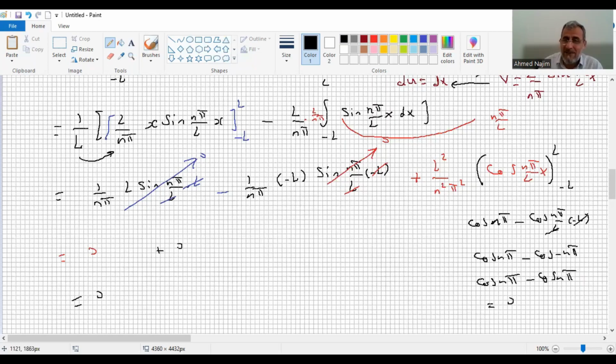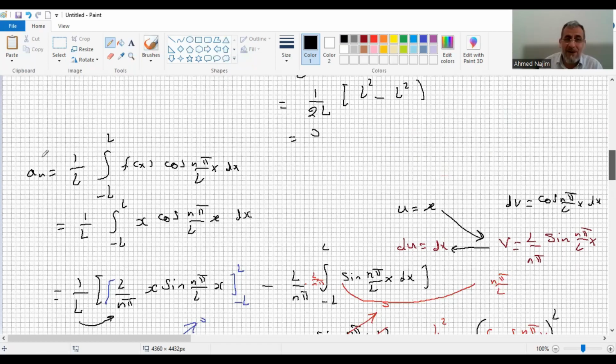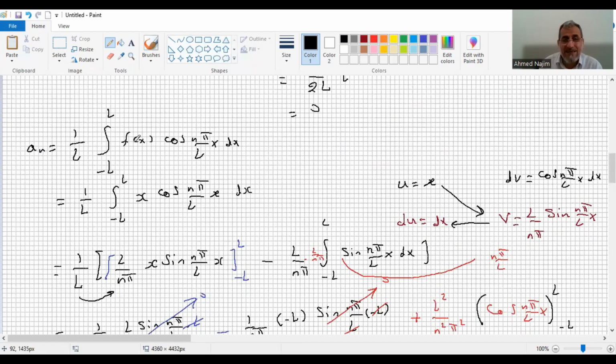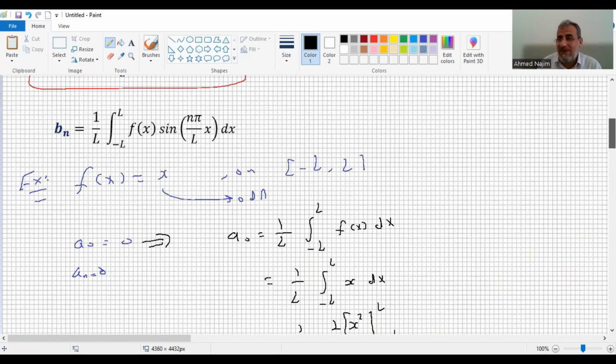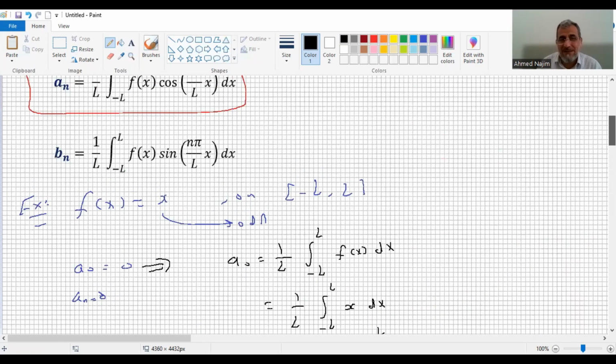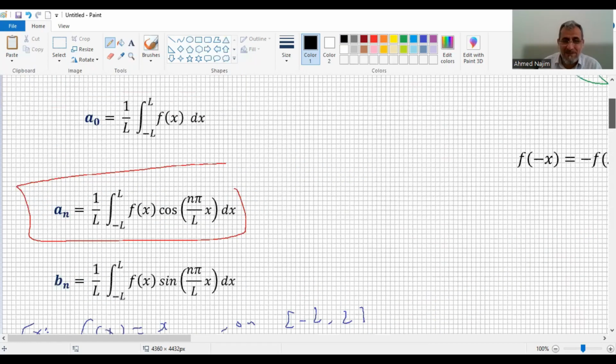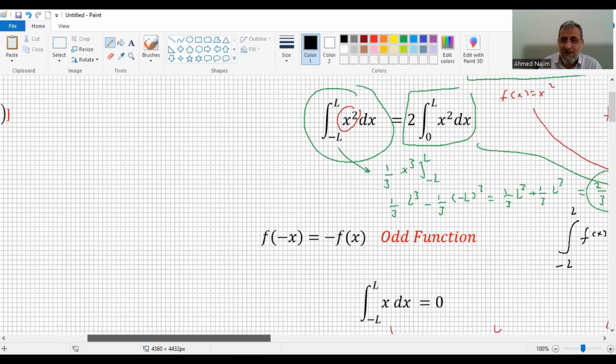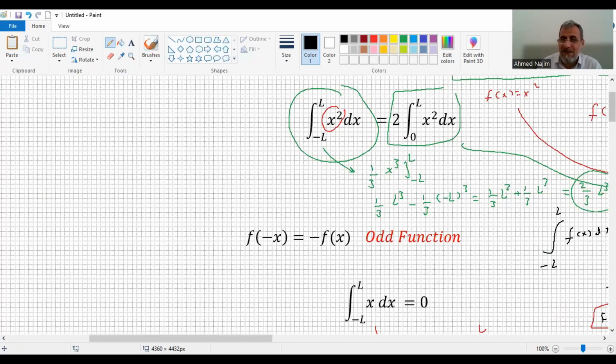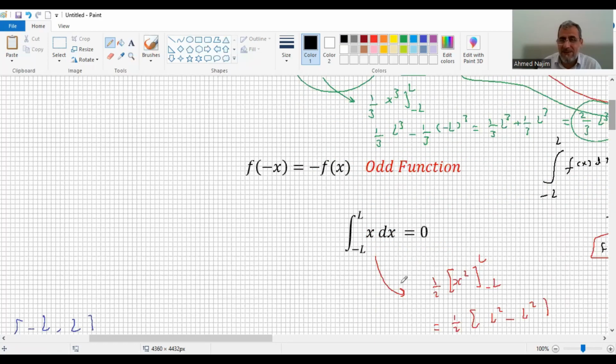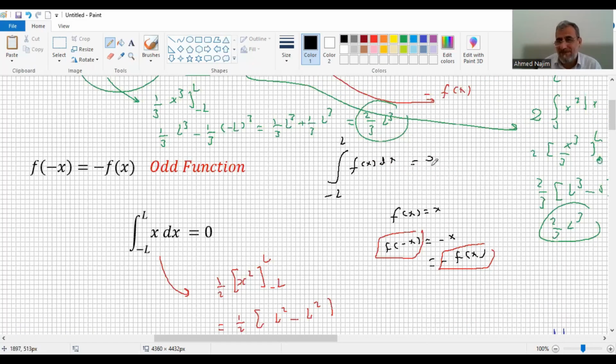So now an equals what? an equals 0. Why equal to 0? Because x here is odd and cosine is even, the multiplication is odd, and as we explained, if the integrand is odd, the integral will be 0. We explained the integral is 0. See here, if f of x is odd, the integral will be 0.